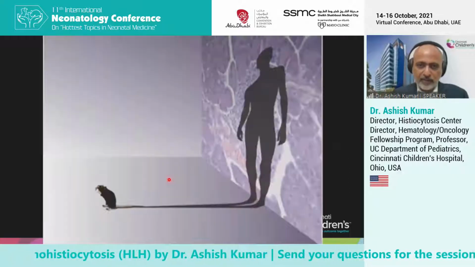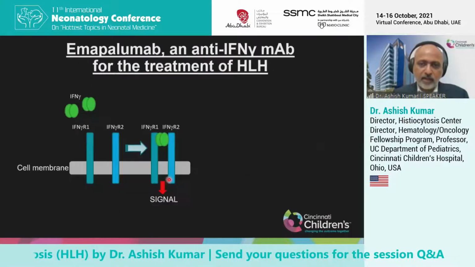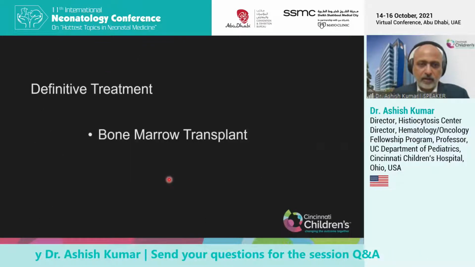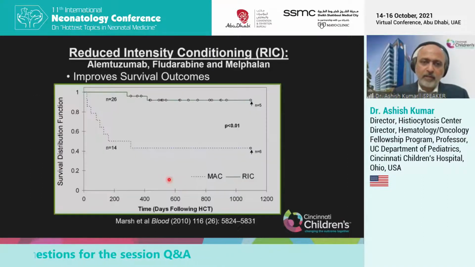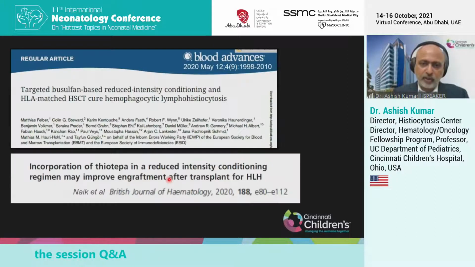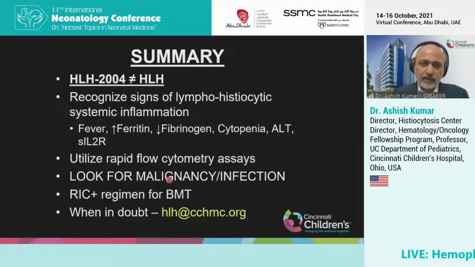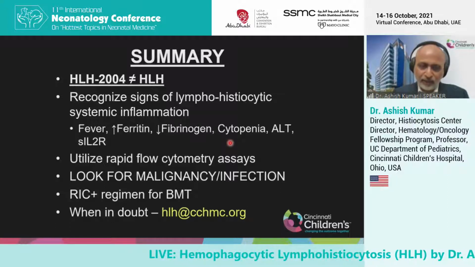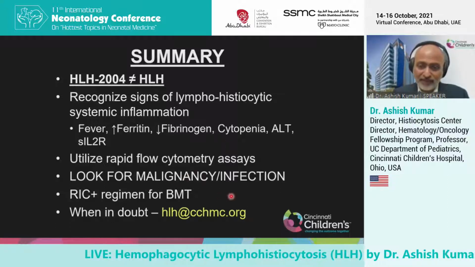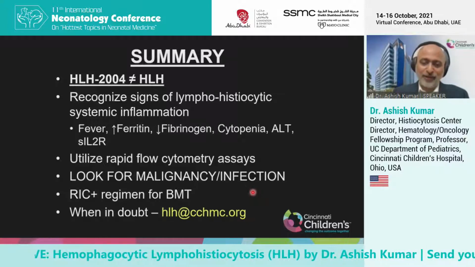I will actually skip this last part in the interest of time, and I will end here. Just note that the definitive treatment for primary HLH only is bone marrow transplant. There are newer ways of transplanting children that have become safer and more effective that we continue to explore. And with that, just summarizing that the HLH 2004 criteria are not HLH. All these clinical features just describe systemic inflammation. Always think of malignancy and infection even in a newborn.